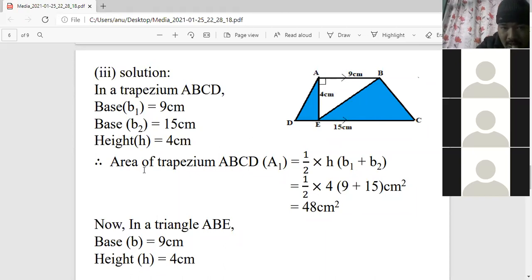You know area of trapezium equals to what? 1 by 2 into height into B1 plus B2. Height is 4, B1 is 9, base 1, and base 2 is 15. We get the area of trapezium: 48 centimeter square. Are you clear about this area of trapezium?